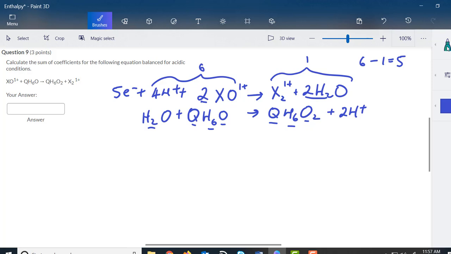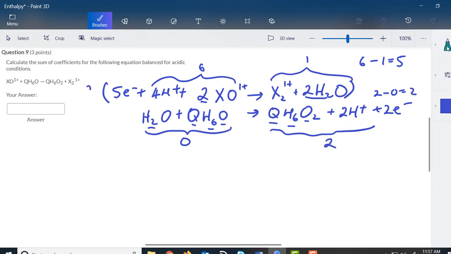On the bottom reaction, the total here is 0, and the total on the other side, on the product side, is going to be 2. 2 minus 0 is 2, and that means we add 2 electrons. Actually, I'll put that in a different place. And we'll add 2 electrons to this side down here. In the next step, what we're going to do is make sure that the electrons are evened out, which means I'm going to have to multiply the top by 2 and the bottom by 5.